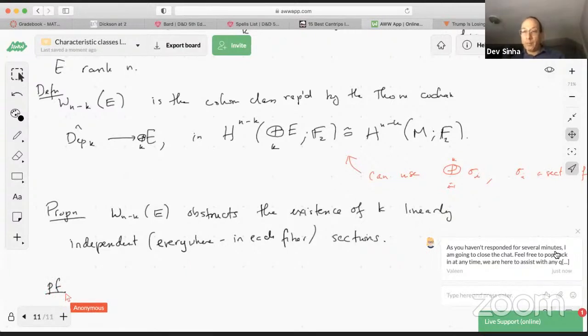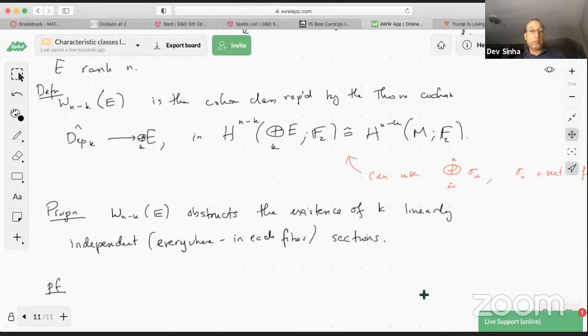Although again, one of the first things to say is if k equals w minus k, I knew I should have done this. This should be minus k plus 1, right?